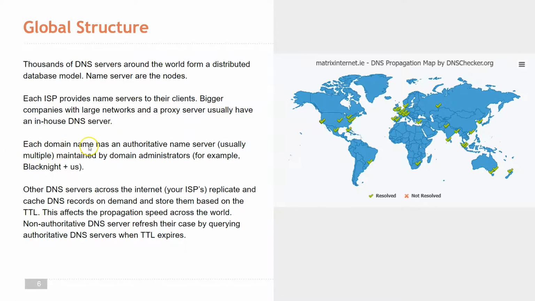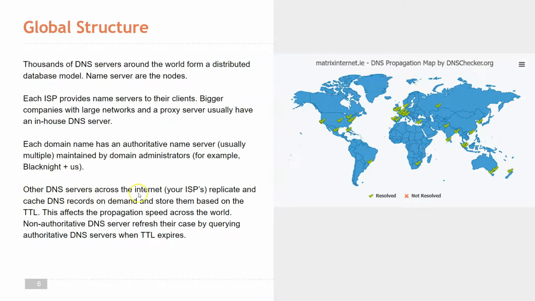Of course, each domain name has an authoritative name server. So that is the name server where the DNS is actually hosted, right? The DNS of a particular domain sits on basically all the DNS servers around the world, right? But only one is authoritative. That's the one that is the king for the specific domain, or multiple of them. So that's maintained by domain administrators. That's Black Knight and us, for example, right? Because we have the power to change it on Black Knight in the name of our clients.